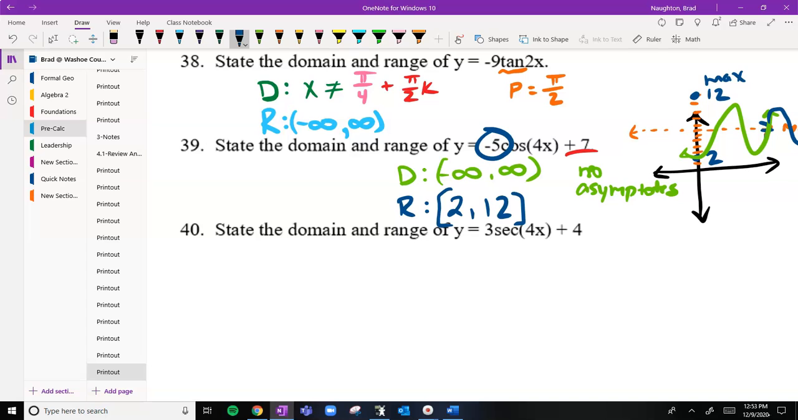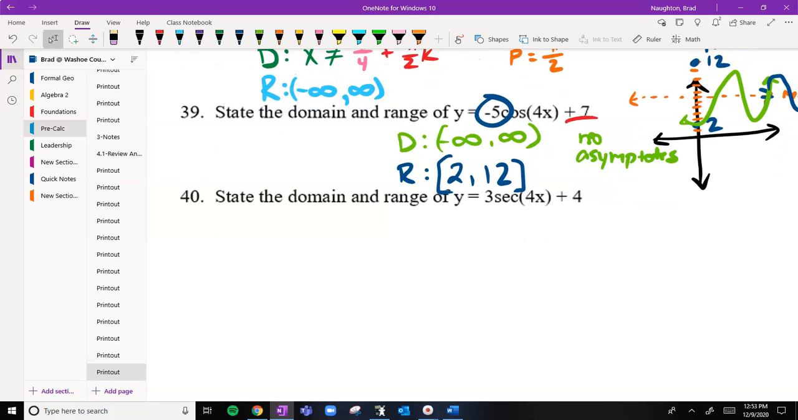All righty, we've got to our last one here. This is our last one that we're going to be seeing on our final reviews. Time flies when you're having fun.